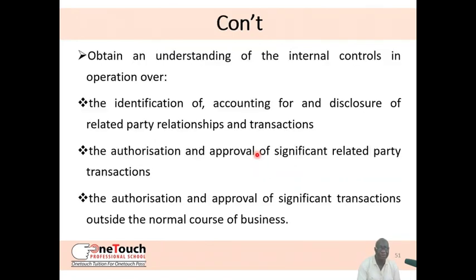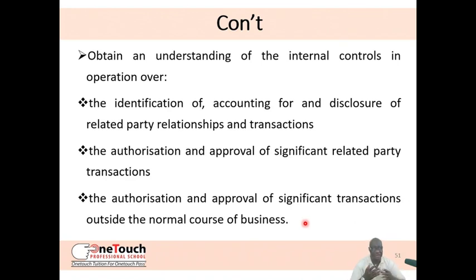And then you must obtain an understanding of the internal controls in operation. Since it's a high risk area, you need to understand the internal controls in operation over the identification of, accounting for, and disclosure of related party relationships and transactions. The authorization and approval of significant related party transactions. The authorization and approval of significant transactions outside the normal course of business.